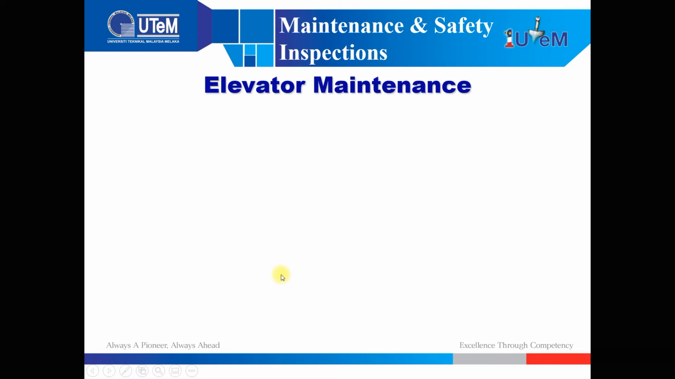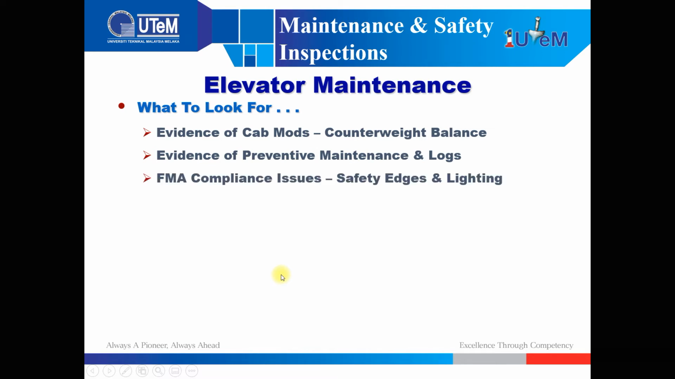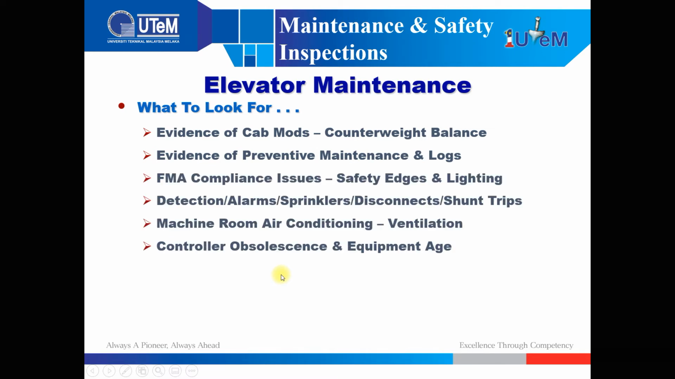Okay. And then elevator maintenance, apa yang perlu kita ambil tahu ketika buat maintenance untuk elevator. The first one is the evidence of cab modes, counterweight balance. Okay, make sure the counterweight balance can operate well to counterbalance the weight of the cab. Okay, I think the ratio lah, the ratio of the cab weight and also the total passengers lah. And then the evidence of preventive maintenance and logs, FMA compliance issues. Okay, either the Factory Machinery Act is complied or not in terms of safety, age and lighting.